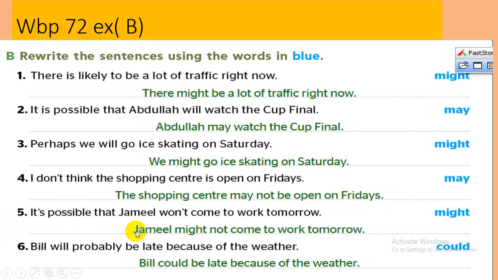Five, excellent. Jamil might not come to work tomorrow. That's right. Six, Bell will probably be late. Bell could be late because of the weather. Okay, done with this part. You are great. Now move on to the next exercise, exercise C on the same page. Answer this one, but then come back to check your answers.